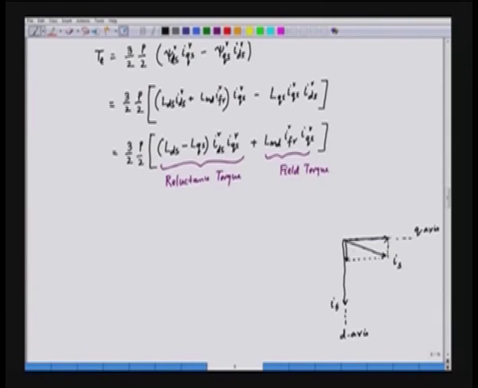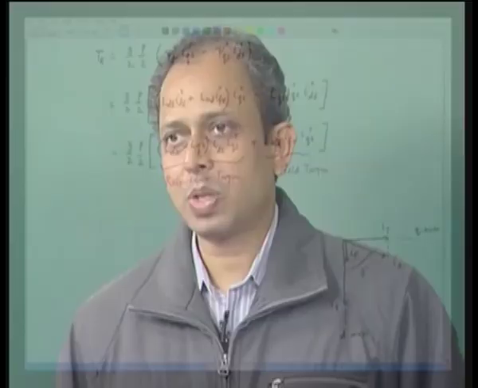This component we call It here, and this component we call If. So, we can resolve the stator current, Is, into two components: It along the Q axis and If along the D axis. This is our torque angle that we were discussing, delta prime. We know that torque is proportional to sine of delta, and we have these two currents.